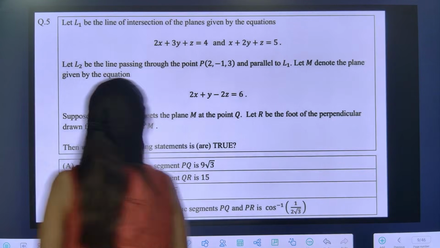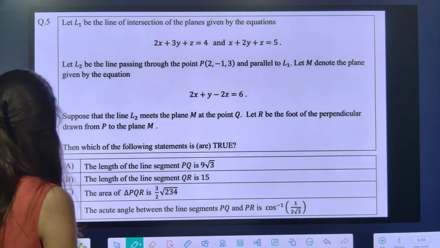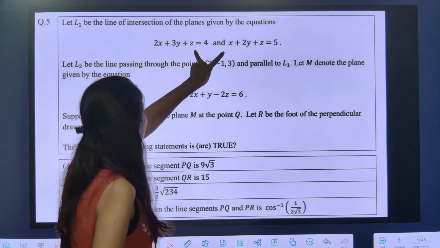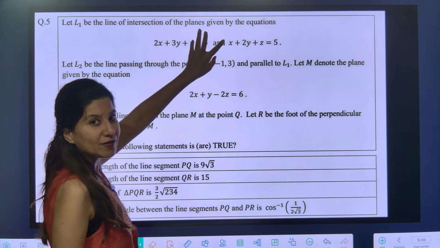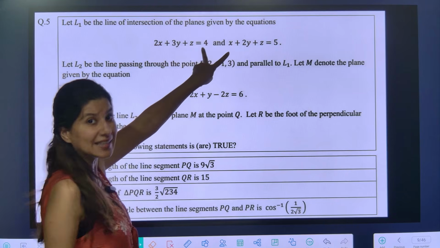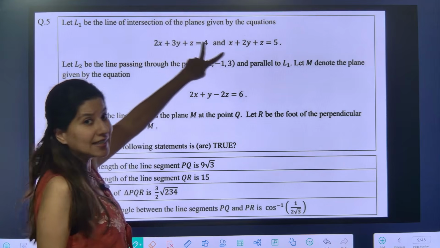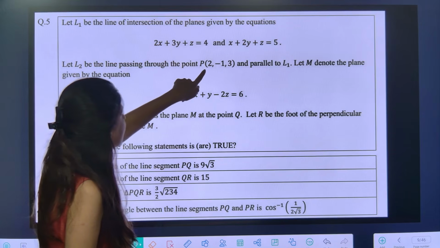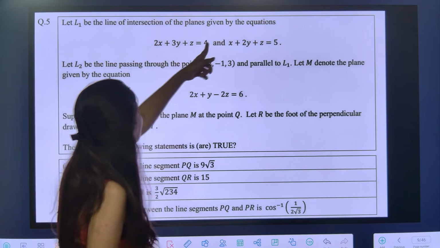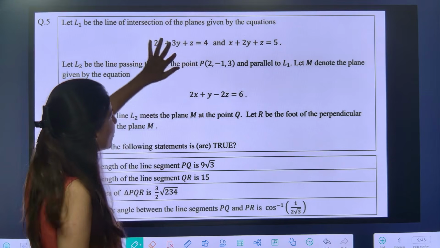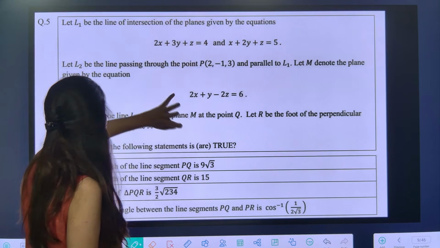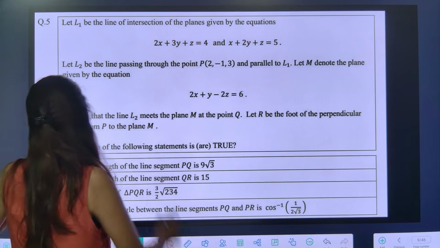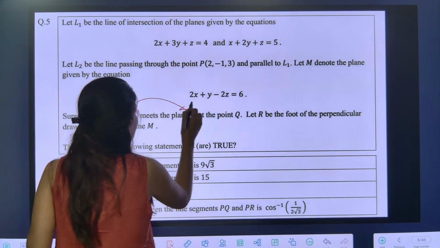Okay, so this question is from 3D geometry. Line 1 you will get by the intersection of 2 planes. So if you know how to get a line using 2 plane intersection, proceed. Line number 2 is this, and parallel to line 1. So line 1 you will calculate, so line 2 will also be there, and there is a plane. So 2 lines, 1 plane. Now L2 meets the plane at Q.